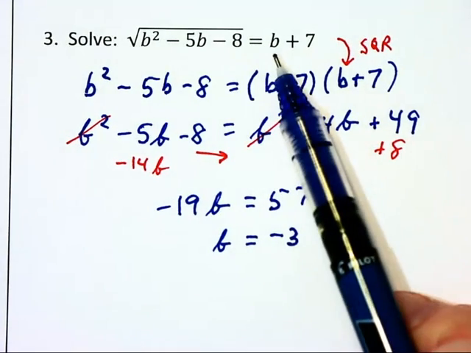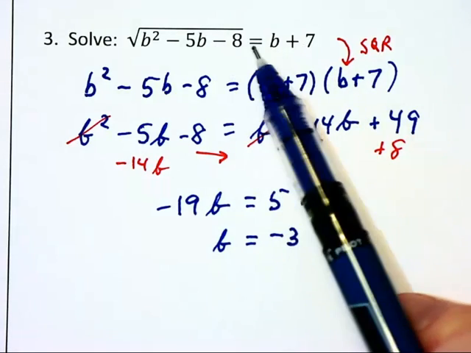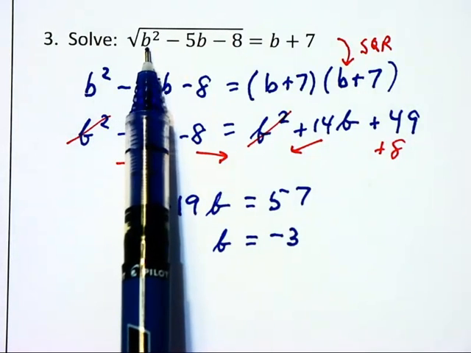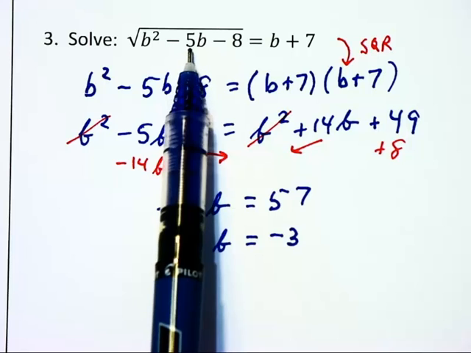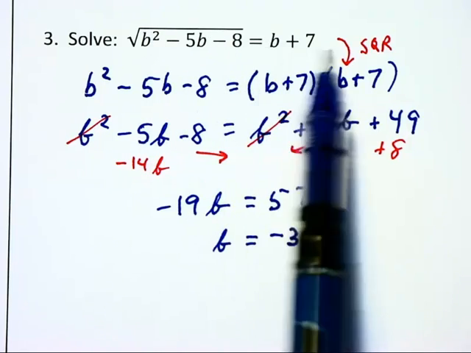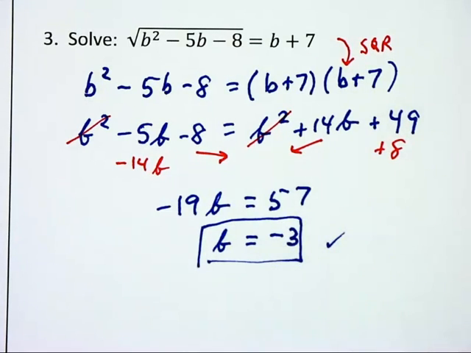Negative 3 first on the right: negative 3 plus 7 is 4. Okay, square root equals a positive 4, that's good. Negative 3, square it, we get 9. That becomes plus 15, which is 24. Minus 8 is 16. Square root of 16 equals 4. Everything is good. b equals negative 3 is our solution.